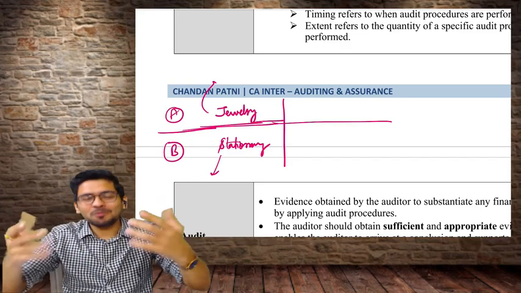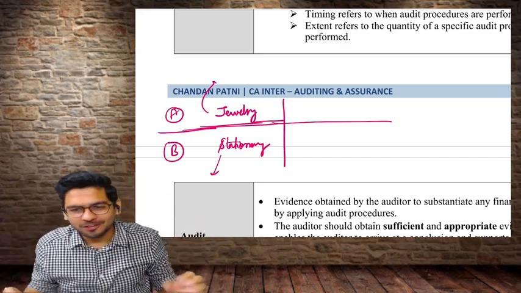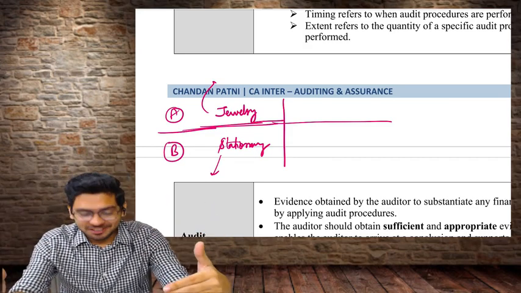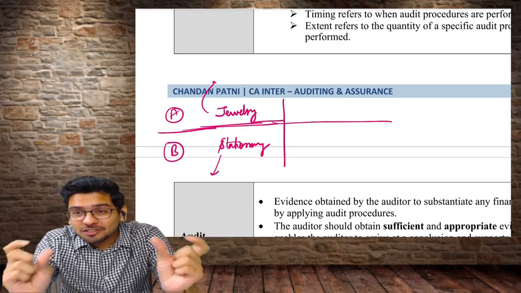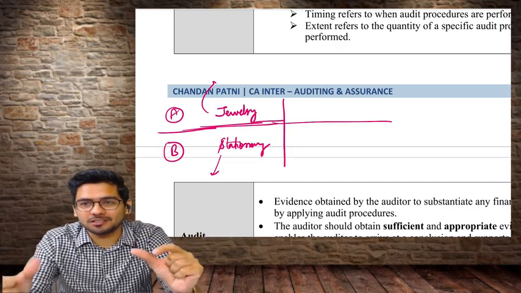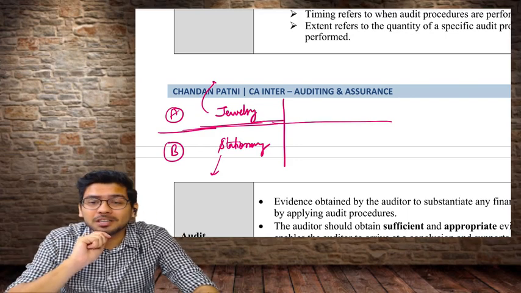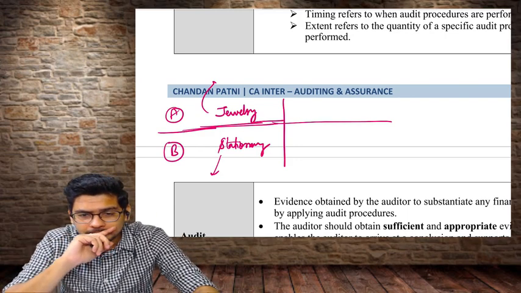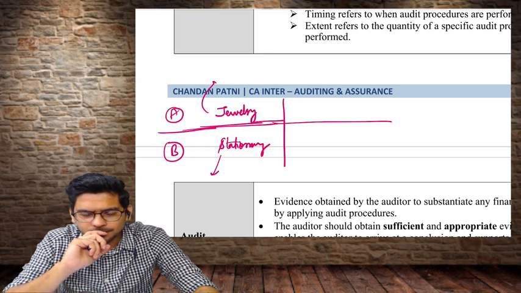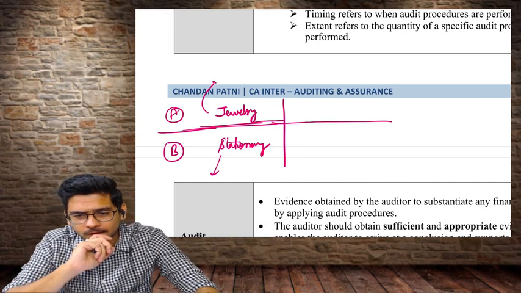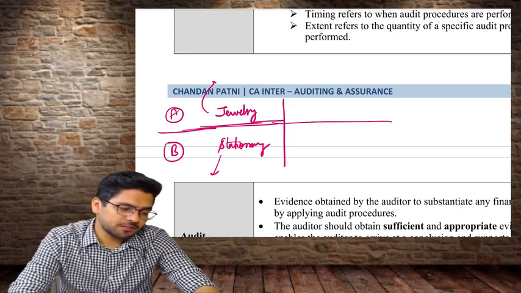Okay, let's assume that there are no internal controls now. Let's assume there are no internal controls. I'm just asking you randomly, out of these two businesses, where do you think that chances of misstatements happening in the financials, as in chances of errors or let's say frauds happening in the financial statements, will be high? Okay, small number of transactions. All right, okay.